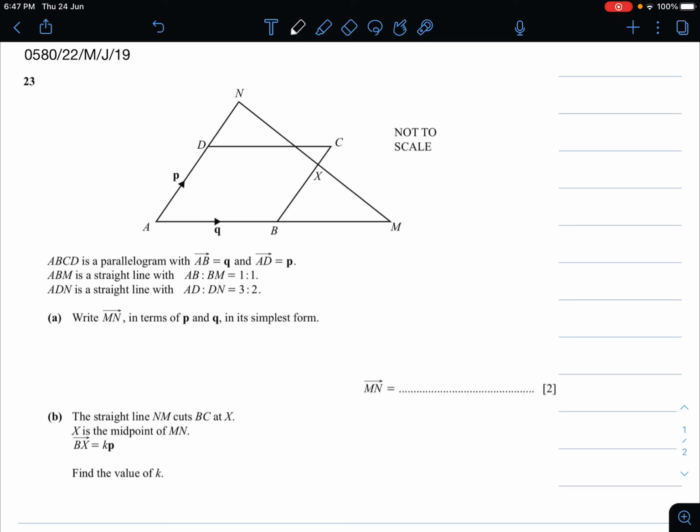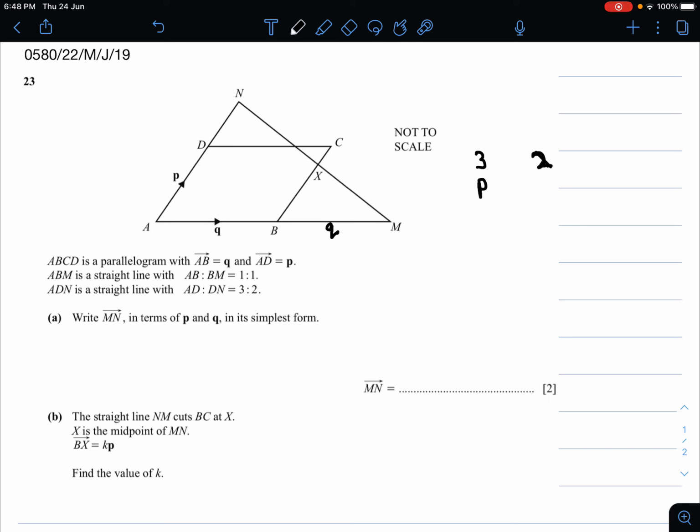ABCD is a parallelogram with AB equal to q and AD equal to p. ABM is a straight line with AB to BM being 1 is to 1. So therefore we know that BM is also q, and ADN is a straight line with the ratio AD to DN equal to 3 is to 2. So we can write 3 is to 2, and we know that AD, which is the 3 portion of the ratio, is equal to p as they've given us in the question.